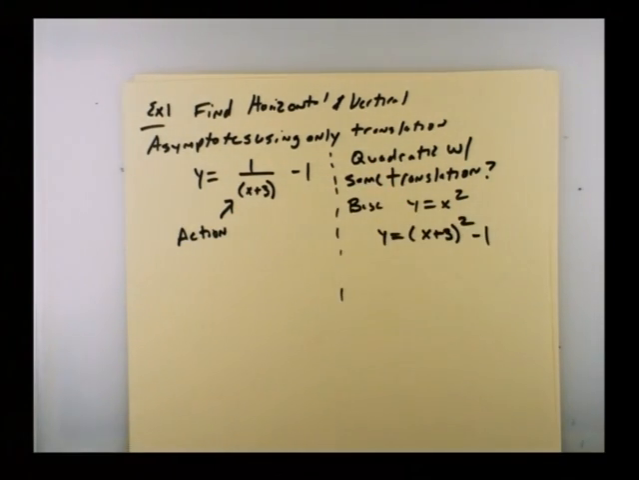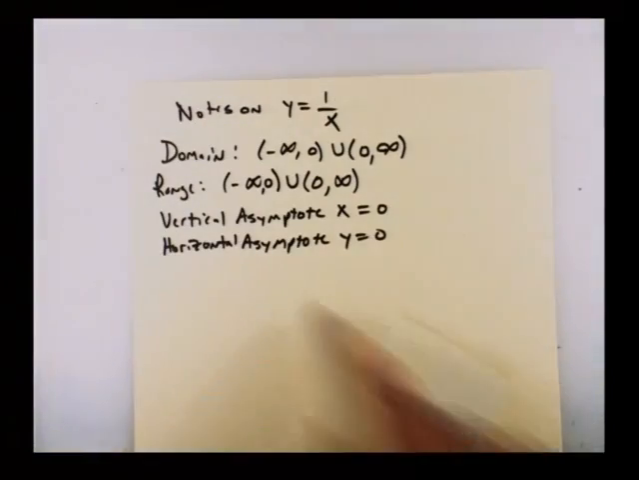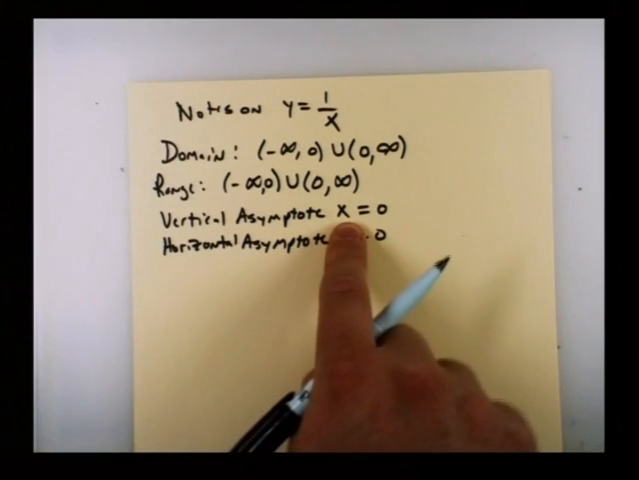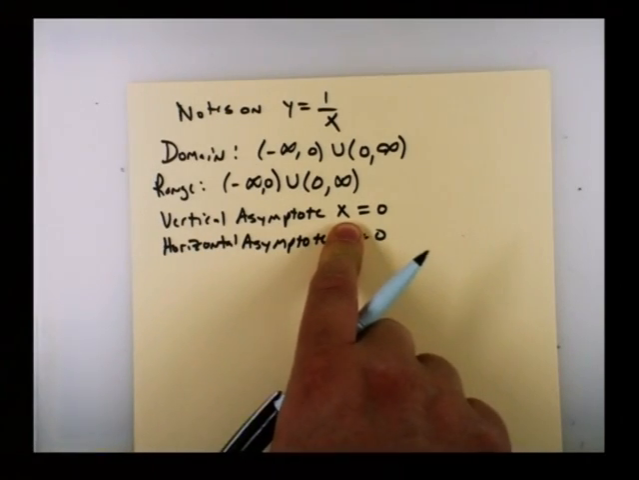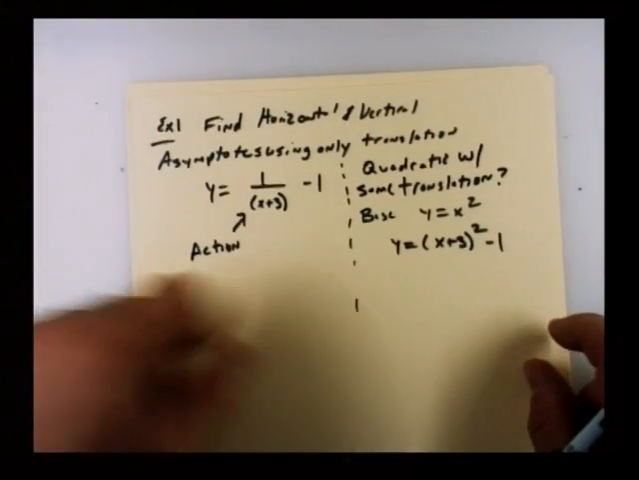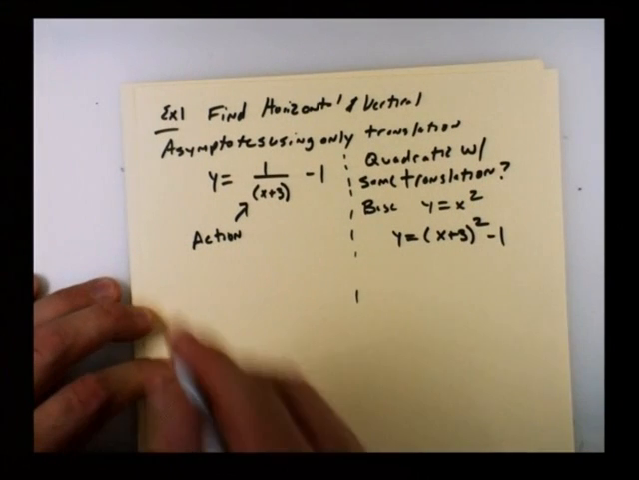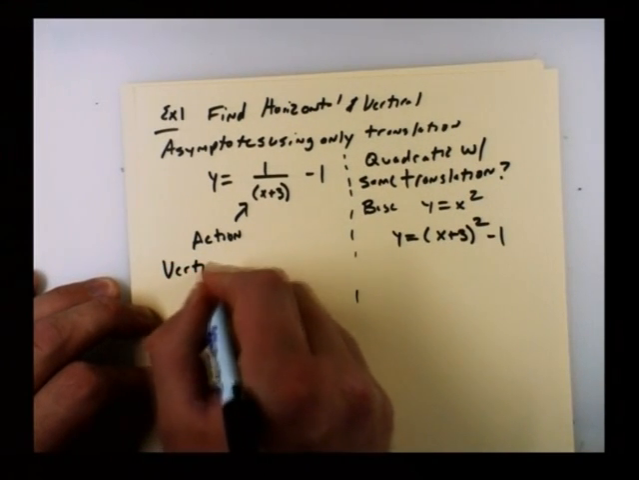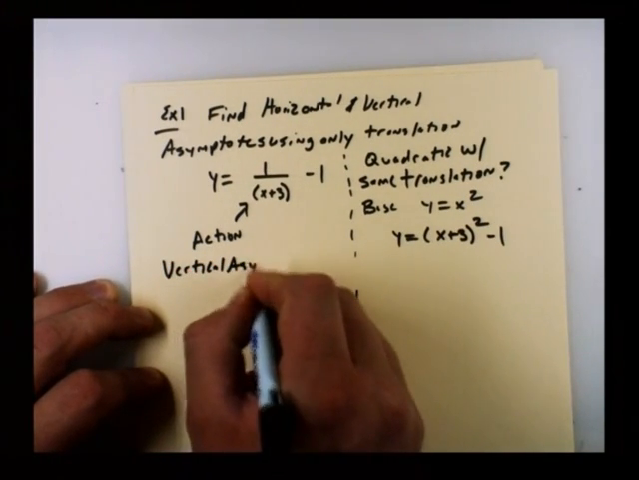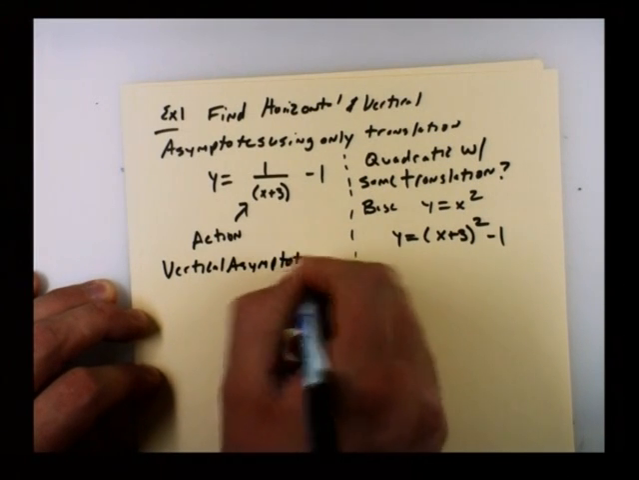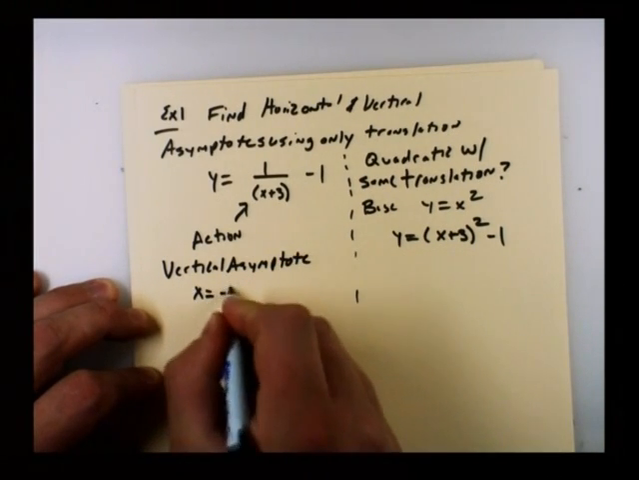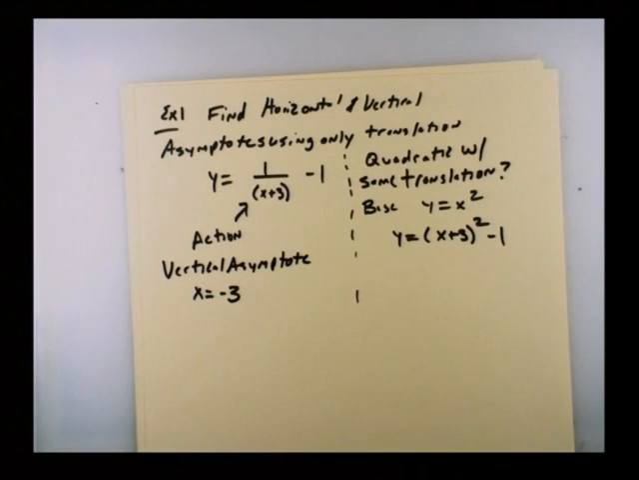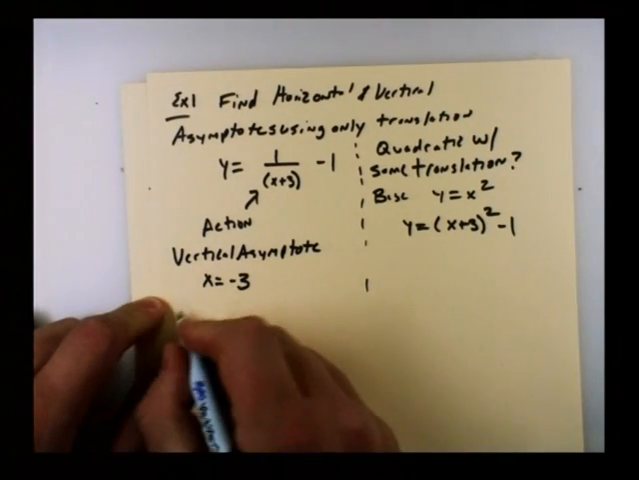So as we looked at in our notes, we started with a vertical asymptote at x equals 0. We translated everything 3 to the left. So our vertical asymptote in this one will be at x equals negative 3. Moved everything 3 to the left, so now our vertical asymptote would be at x equals negative 3.